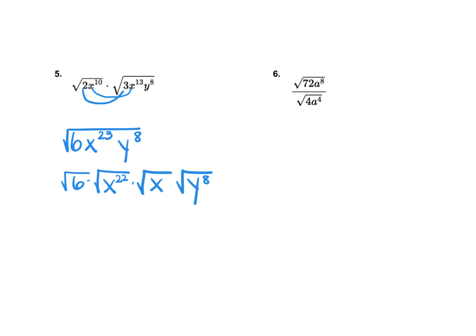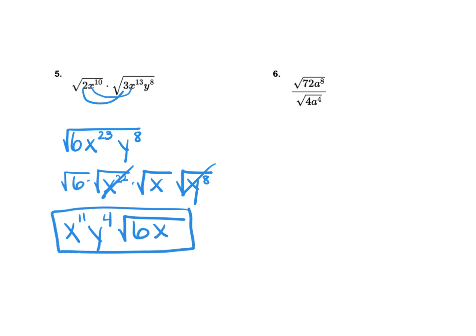Well, I can take the square root of x to the 22nd. Remember, you divide those exponents, so you have x to the 11th. We can take the y to the 8th. We can have y to the 4th. Now, everything that's left over that you can't take a square root of, we're going to then have the square root of 6, and then I'll just put that x underneath it. So this is as simplified as we can go here.